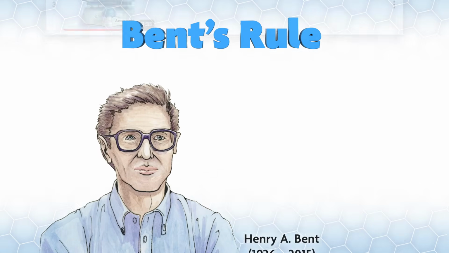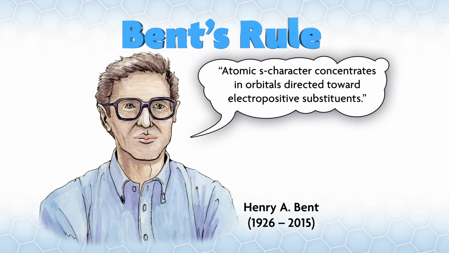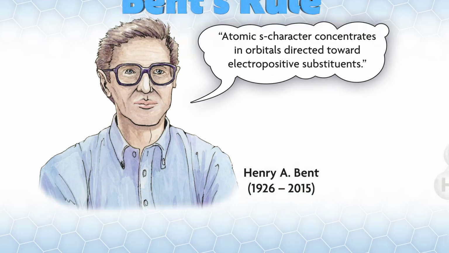Bent's rule is named after Henry Bent, a former professor and physical chemist interested in MO theory, hybridization theory, and thermodynamics. His formulation of the rule is: atomic s-character concentrates in orbitals directed towards electropositive substituents. Let's look at what this means and why it's helpful.